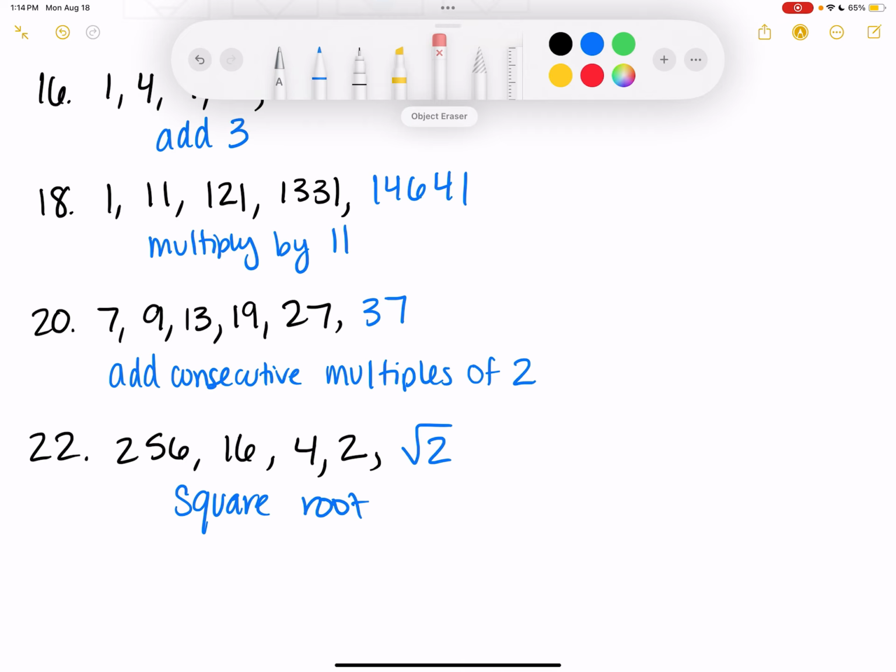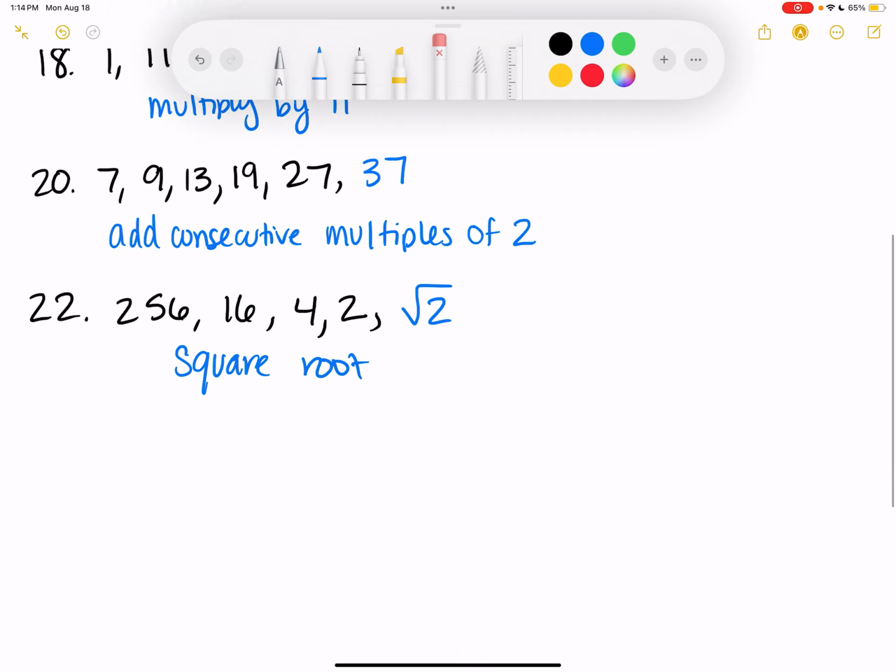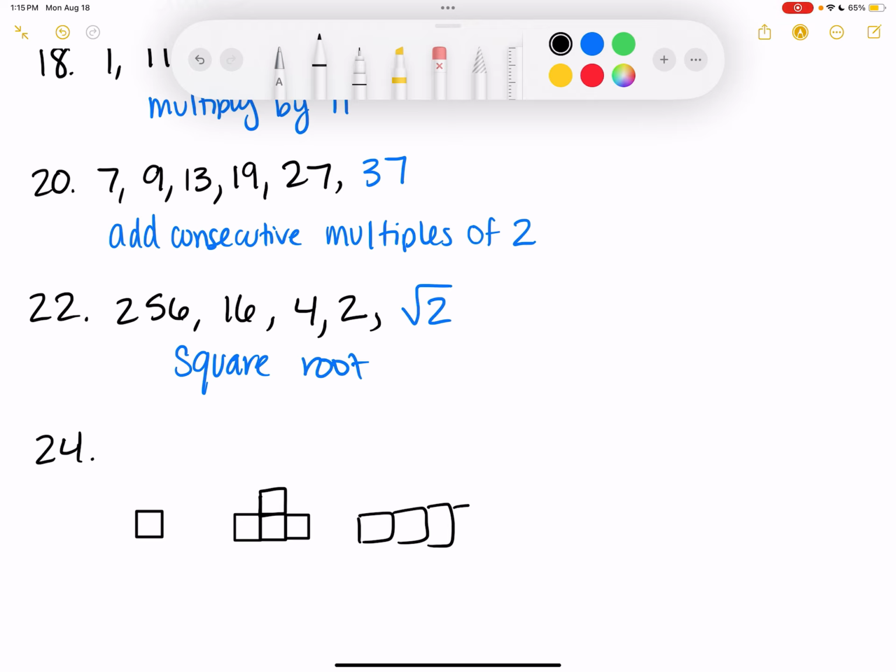All right, back to a visual one this time. 24. So they give us, these are actually cubes, but I'm not going to draw them as cubes. Whoa, that one's crooked. So the first picture I have 1. The next one I have 3 on the bottom, and then 1 on the top. And the next one I have 5 on the bottom, and then 3 in the middle, and 1 on the top.